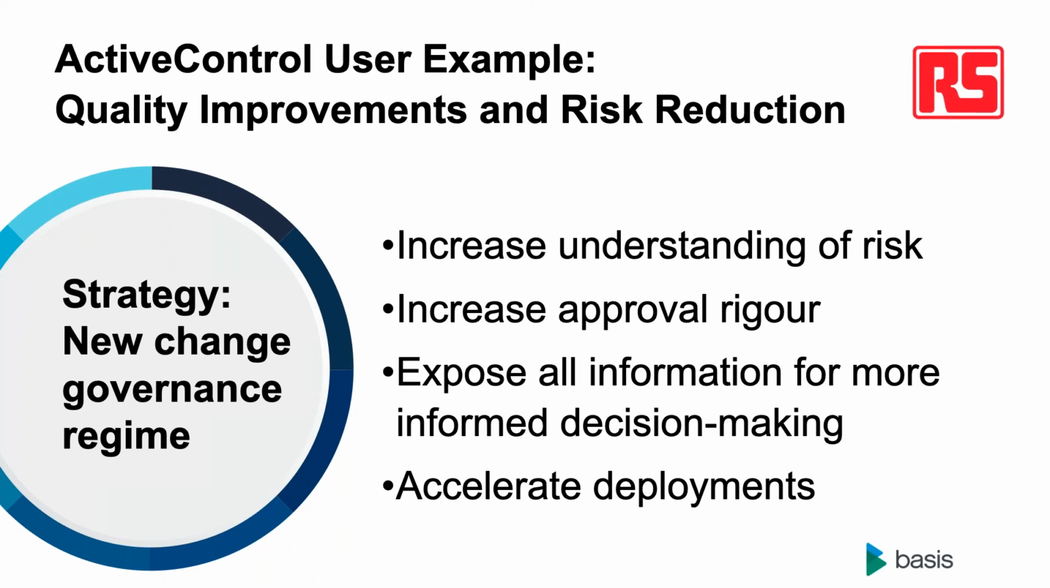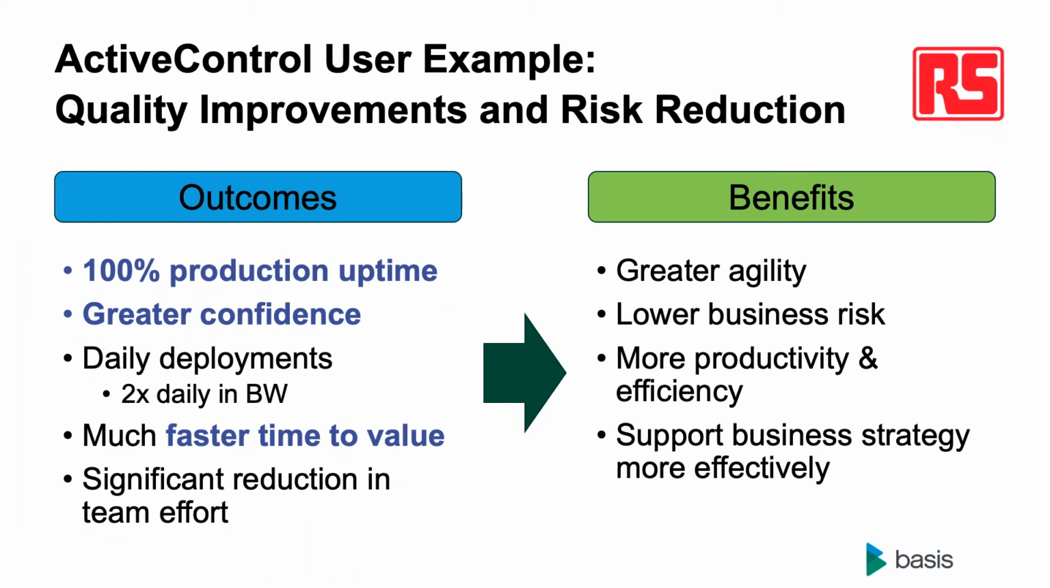So they wanted to increase their approval rigor, expose all the information to all the stakeholders, and again, in a kind of virtuous circle, accelerate their deployments by increasing the quality of what they were changing. And I think a couple of really important outcomes, again, of that, and again, these are some slides that RS Components put together. So these are the outcomes that they've described of using ActiveControl.